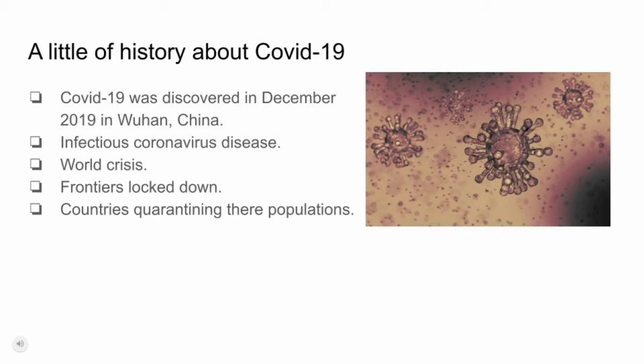Background information on COVID-19. COVID-19 is a newly discovered infectious coronavirus disease. It was discovered back in December 2019 in Wuhan, China. Ever since then, the virus has spread all over the world, creating a world crisis.